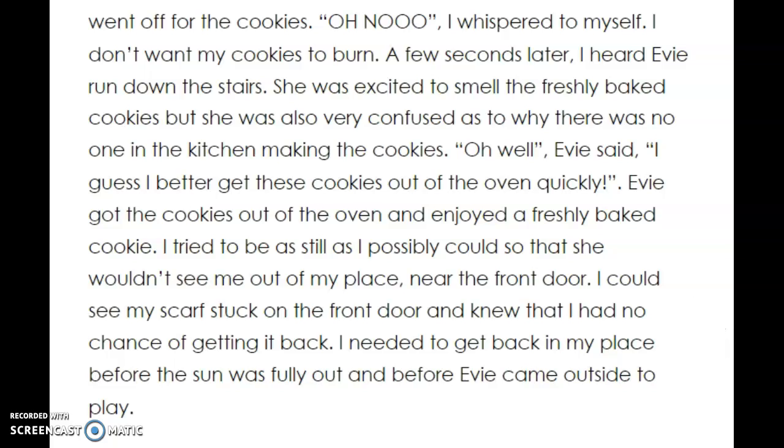A few seconds later, I heard Evie run down the stairs. She was excited to smell the freshly baked cookies, but she was also very confused as to why there was no one in the kitchen making the cookies. Oh well, Evie said. I guess I better get these cookies out of the oven quickly. Evie got the cookies out of the oven and enjoyed a freshly baked cookie.